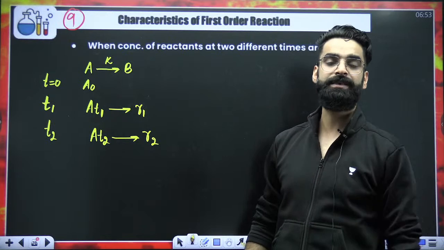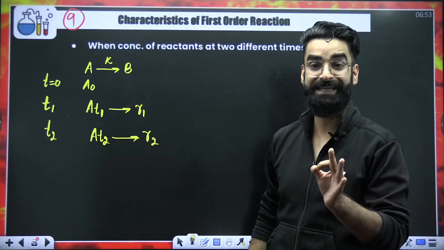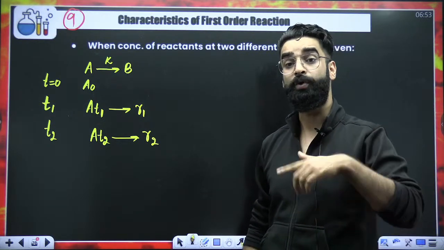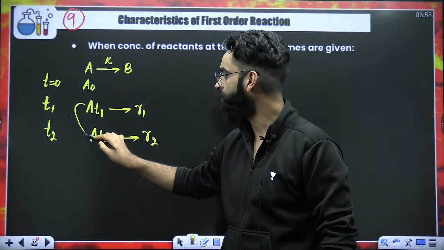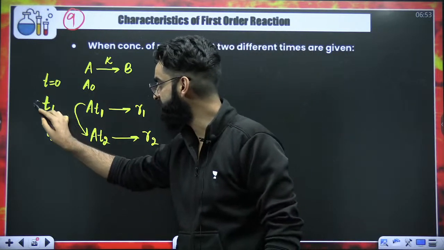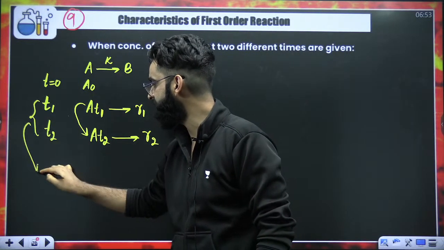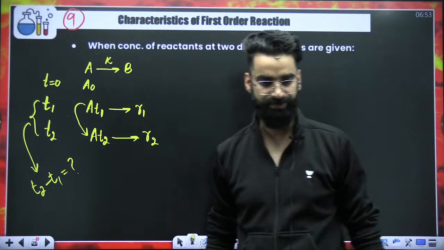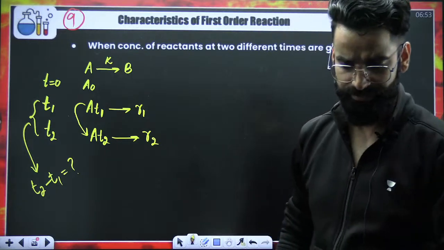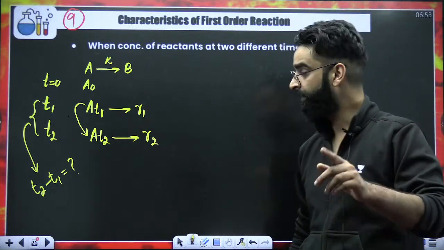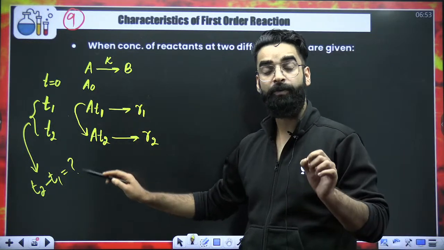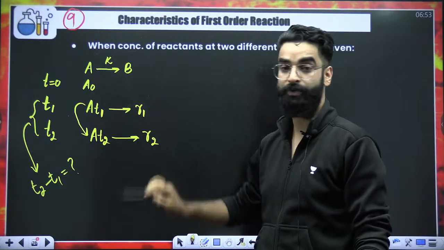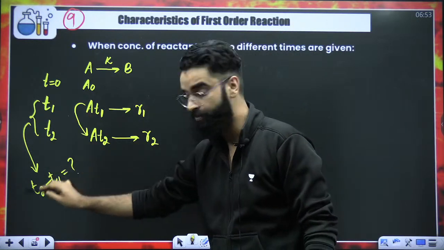For example, I am asking you, how much time will it take for the concentration of reactant to reduce from A1 to A2? That means I'm asking you for this particular time interval, which is t2 minus t1, right? I hope you got what I said. I'm asking you to calculate the time taken in which the concentration of reactant changes from A1 to A2. That means the time interval t2 minus t1.